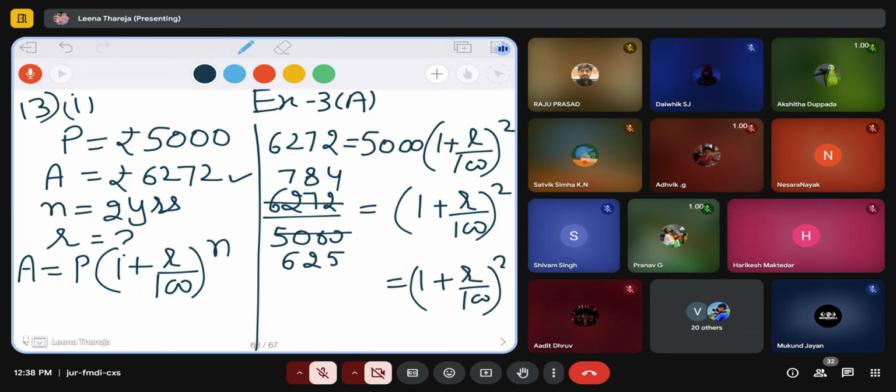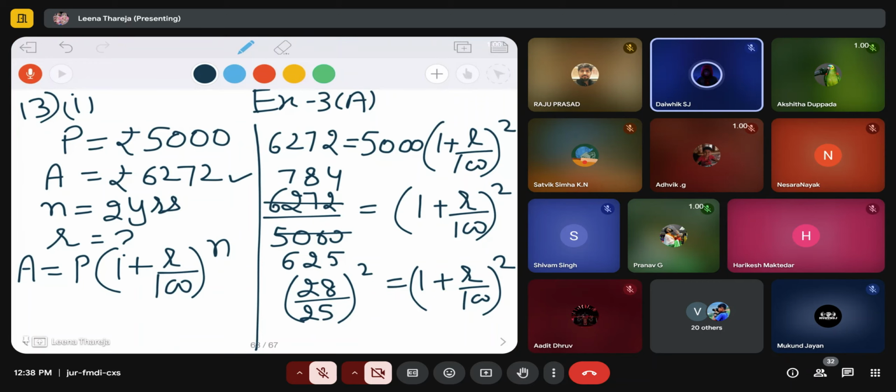625. Can anybody tell me if it is the square of any number? 25. And 784? 28. So we got square numbers, because the power on the other side was in square form: (28/25) whole squared. Can I write 784 as 28 squared and 625 as 25 squared? Correct? Yes, ma'am.